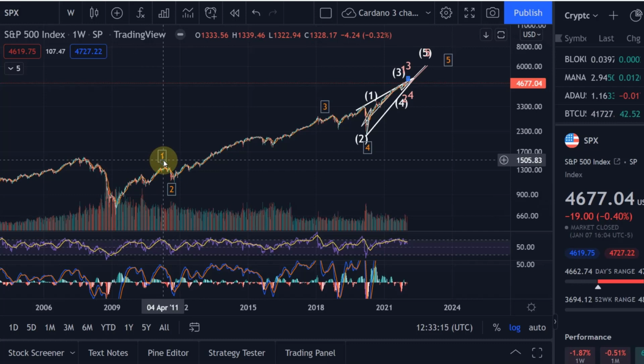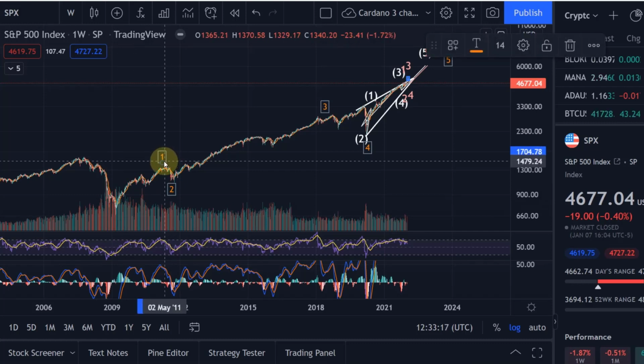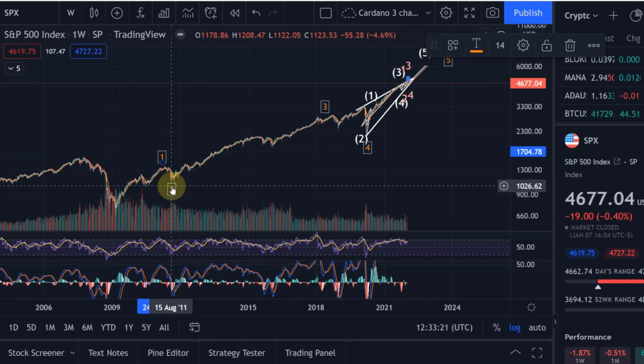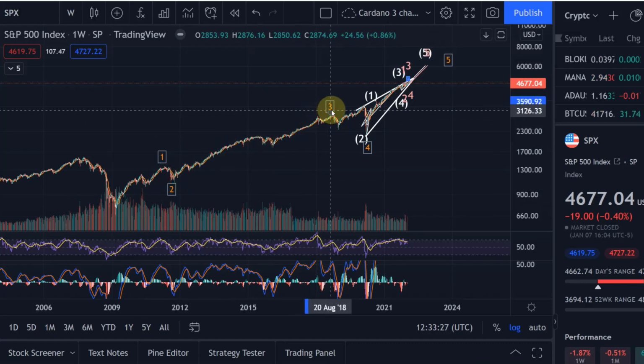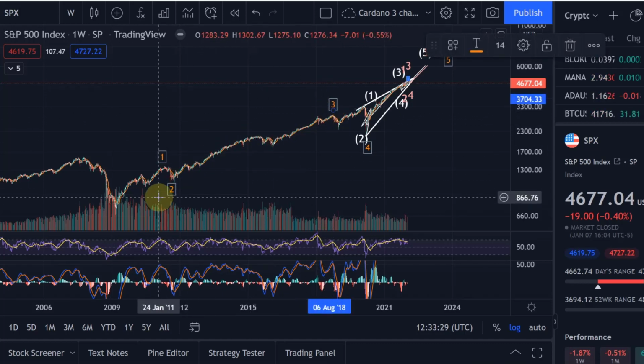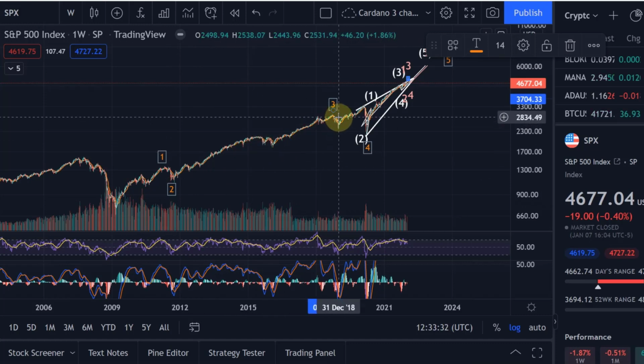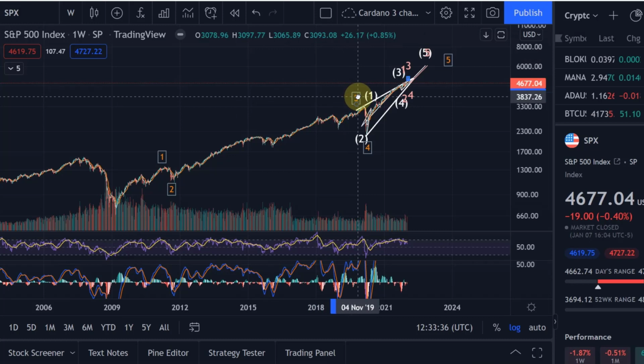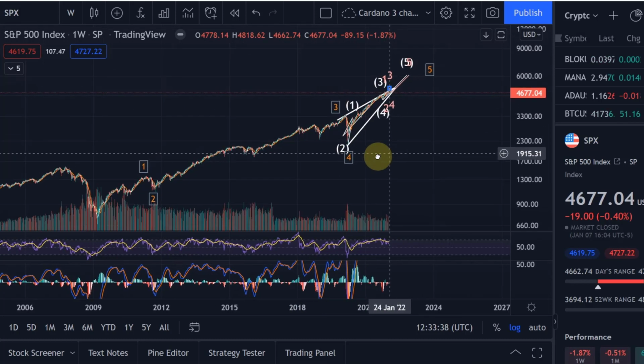You had the peak here somewhere around May 2011. Then you came down and had a low here in August 2011. Since then, we have been going up from 2011 all the way up to 2018 in a massive bull run, all the way to the upside to the top of a wave 3.